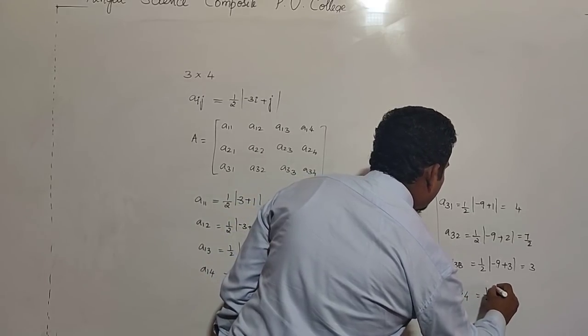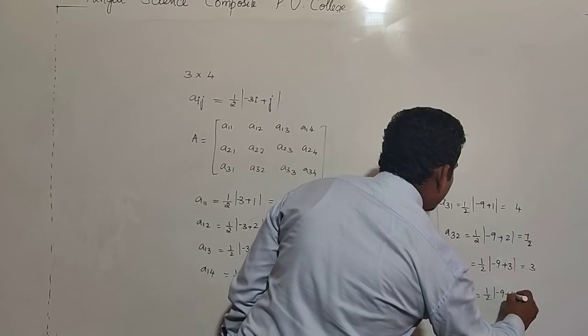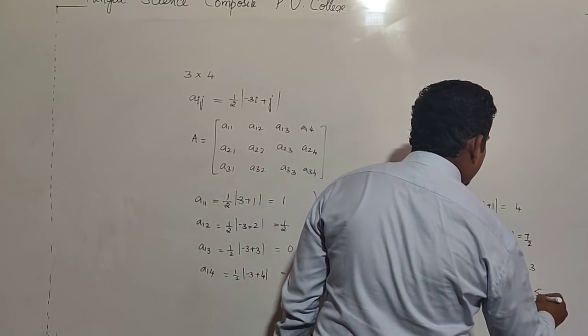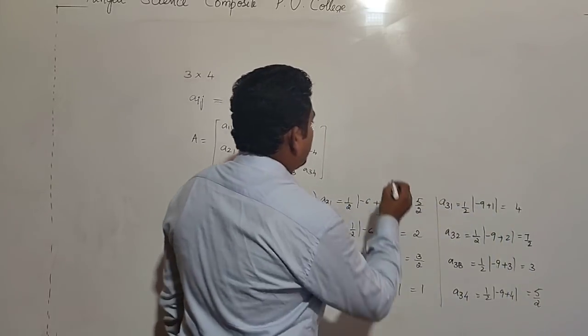Last element A34. It will be 1 by 2 times modulus of minus 9 plus 4. Modulus of minus 5 will be plus 5 only, so 5 by 2.